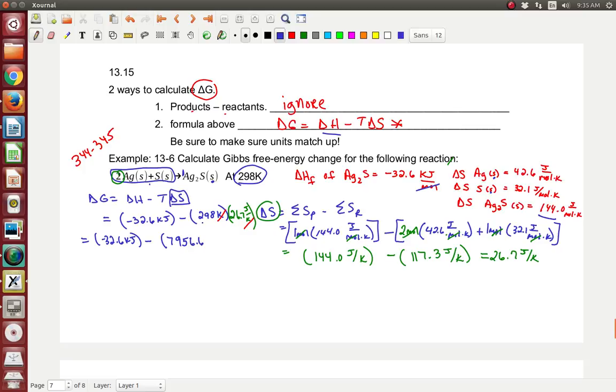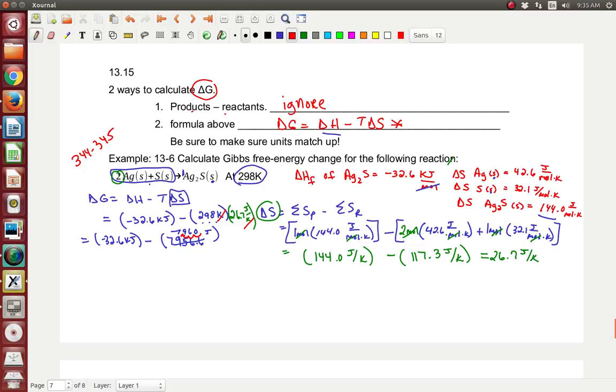7,956.6. Now 3 sig figs, so 7,960. 7,960 joules. Okay, so we have some kilojoules minus some joules. I think this time I'll just go ahead and change the joules to kilojoules. So I'm going to divide by 1,000, because when you go from joules to kilojoules, it's going to be a smaller number because a kilojoule is much larger. So I'm going to divide it by 1,000.